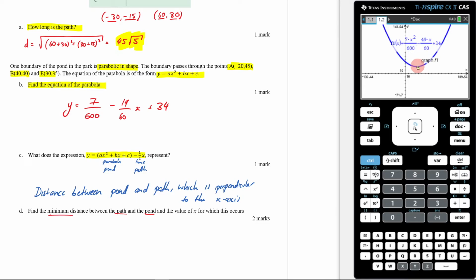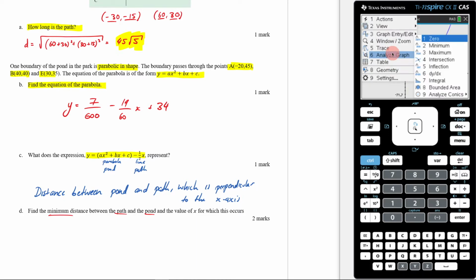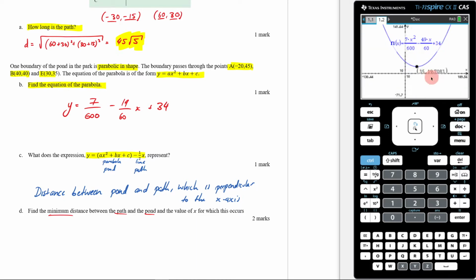It's just going to be this point here. So this is saying when x is this value here, I'm going to get a minimum distance. So menu, analyze, minimum, from here to here. Now this is where some people will do something incorrect. They're going to leave their answer as 19.708.